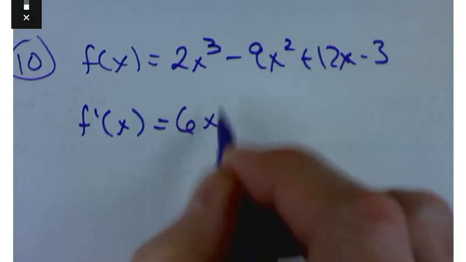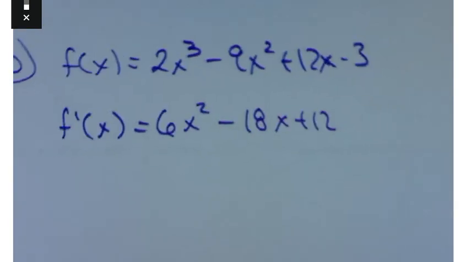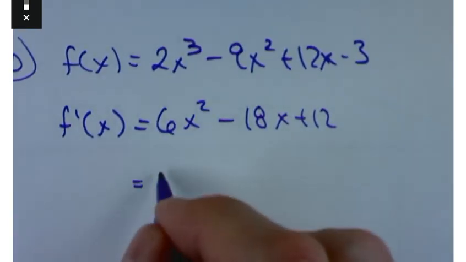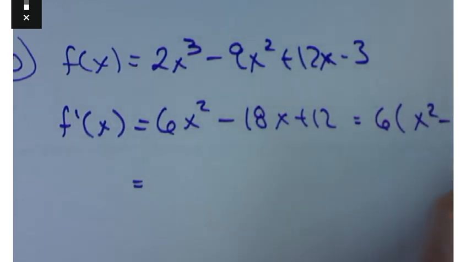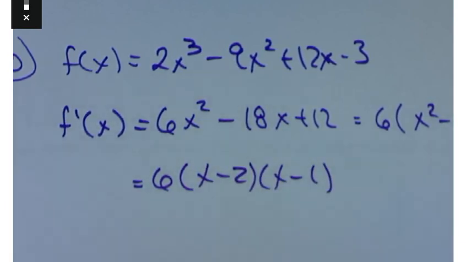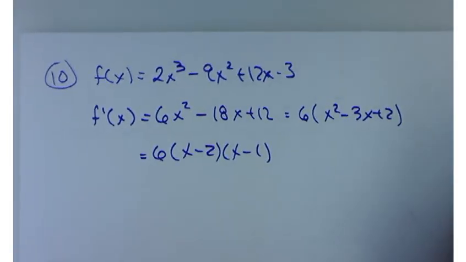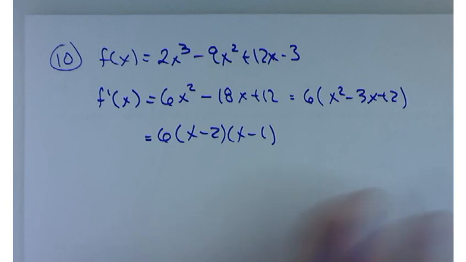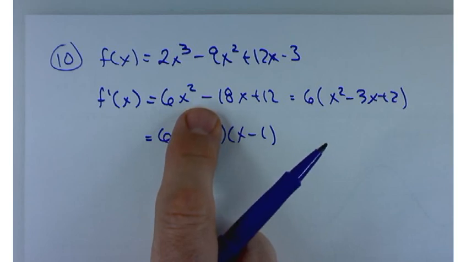All right, so a few of you got that already. 6x squared minus 18x plus 12. And let's note for ourselves that we can factor out the 6, x squared minus 3x plus 2, and that eventually factors as x minus 2 times x minus 1. All right, it's good to have that factored. Now, as far as finding the second derivative, I wouldn't use this. I'd go back to this form right here.